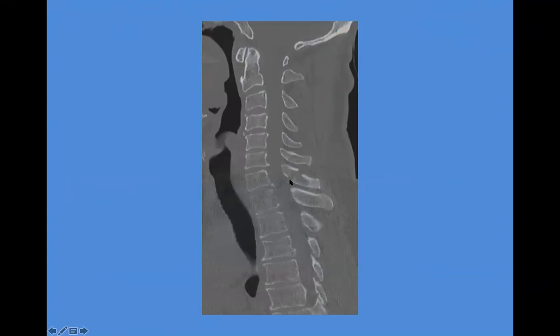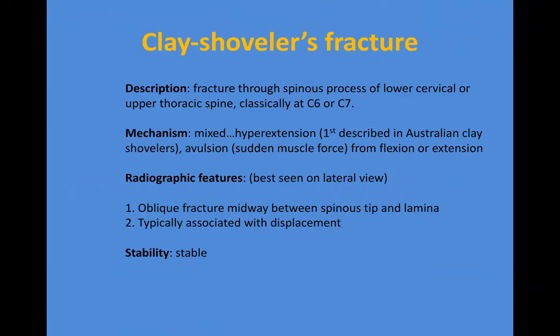And this is a funny named fracture called a clay shoveler's fracture. It was first described back in Australian clay shovelers who would dig up clay in the ground and then throw it over their shoulders into a pile. And because of the stickiness of the clay on their shovel, as they would throw it over their shoulder, the heaviness and the weight of the clay would pull their cervical spines and their shoulders back into hyperextension, and they would get a sudden muscle contraction, which would cause avulsion of that spinous process.